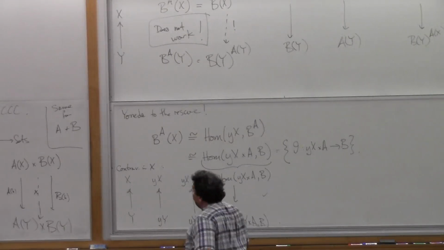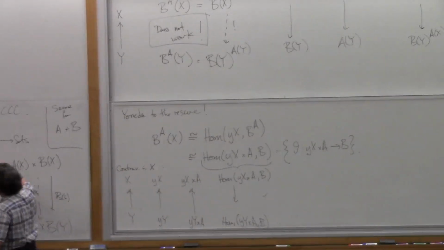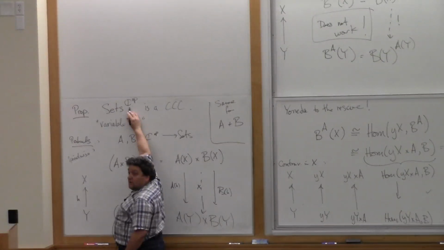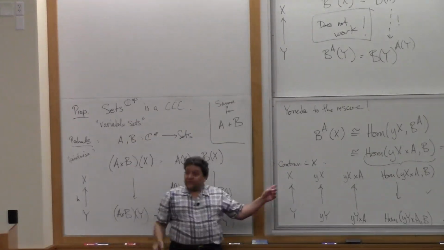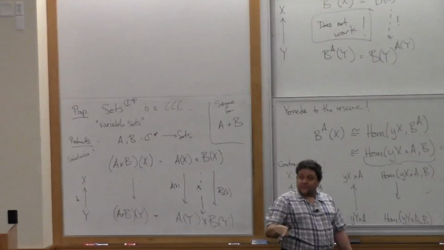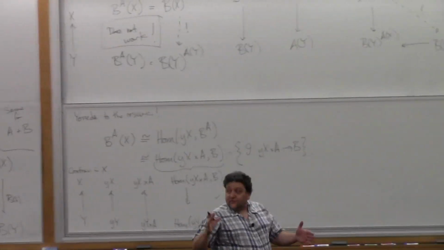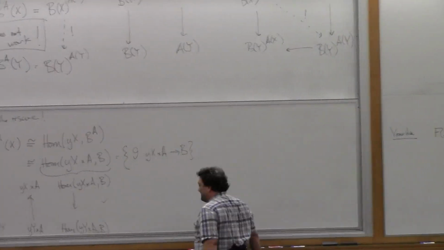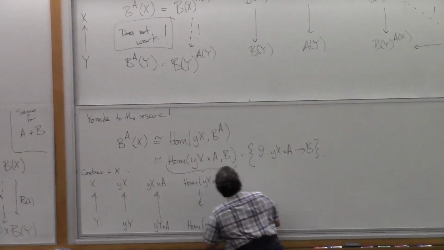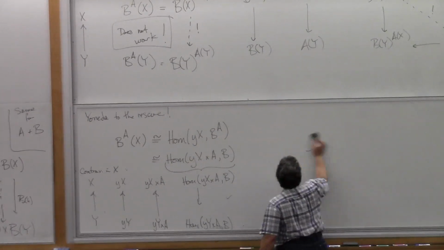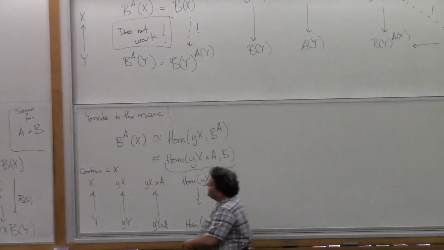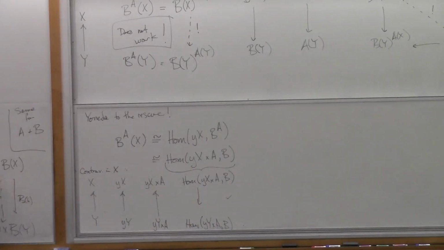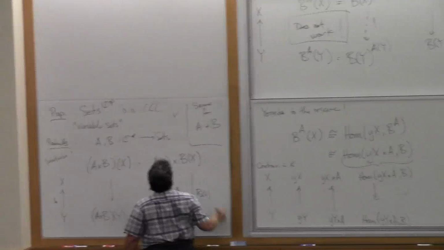For the case where C is a poset, there's a very simple description of what this thing means, and it was one of your exercises. It was the last exercise. It's a kind of restriction operation. And yeah, I like that one a lot better. It's easier to work with. Okay, so that's our proof that variable sets is a Cartesian closed category.